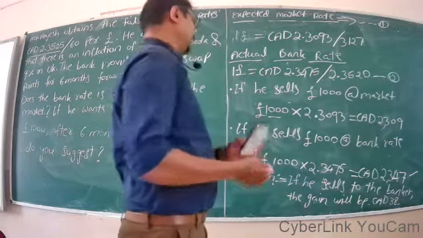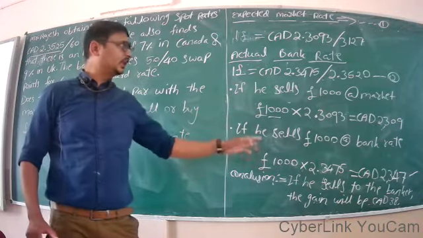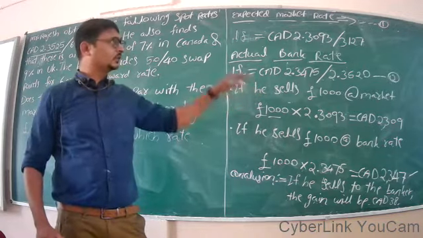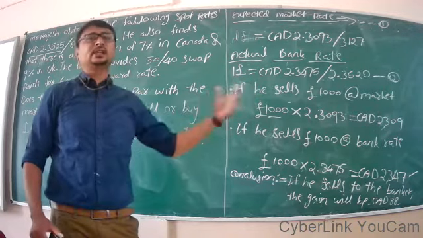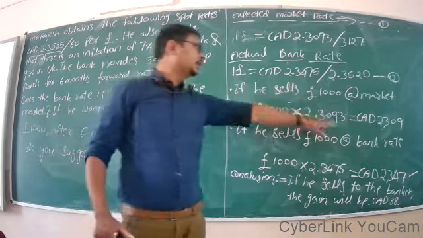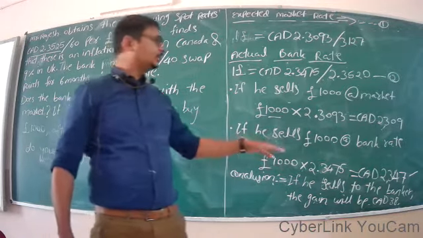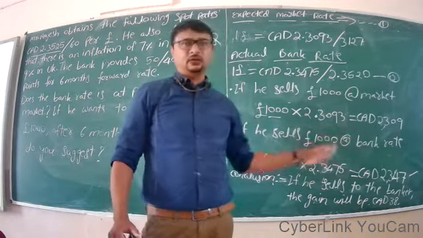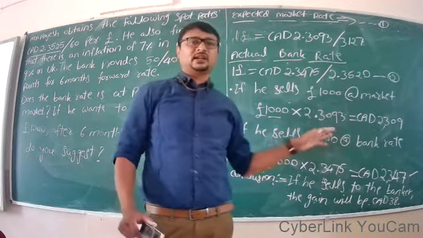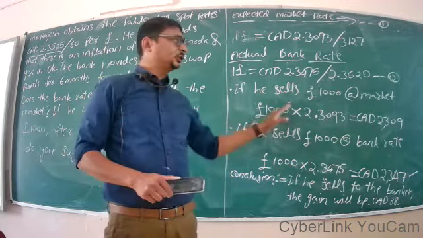Canadian dollar. That means if you are insisting him to sell, he has two options, where he can sell it to the market and he can sell it to the particular banker. Now if he sells 1000 sterling pound to the market, he gets 2309. If he sells the same 1000 sterling pound to the banker, he gets 2347 Canadian dollar, which is 38 Canadian dollar more than the market rate. So we suggest he should sell it to the banker.